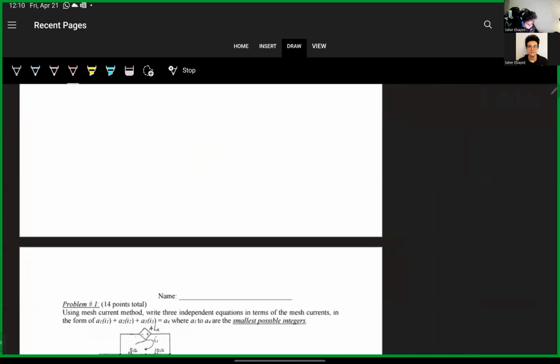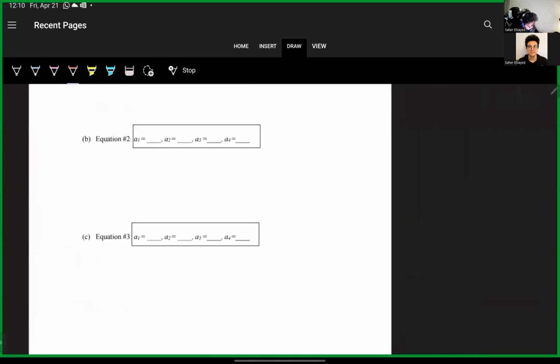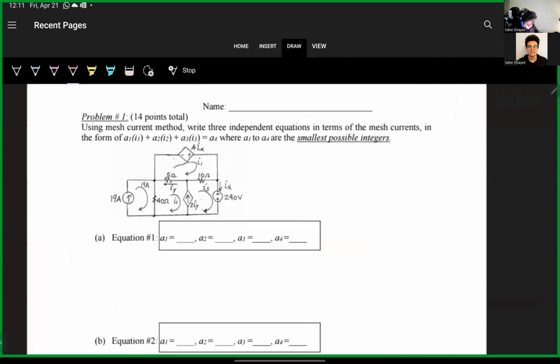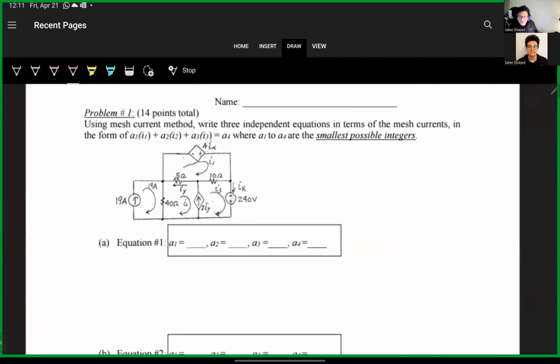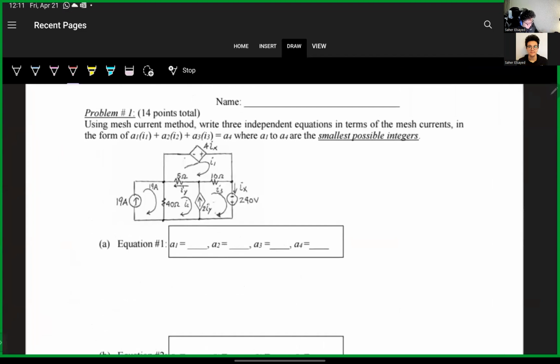I think 4 or 5 questions, not very difficult. I looked at them. I think 2022 is the hardest exam out of the three. So let's start with this, okay? This one is very simple.